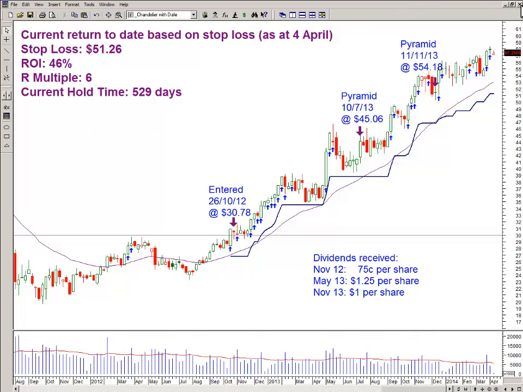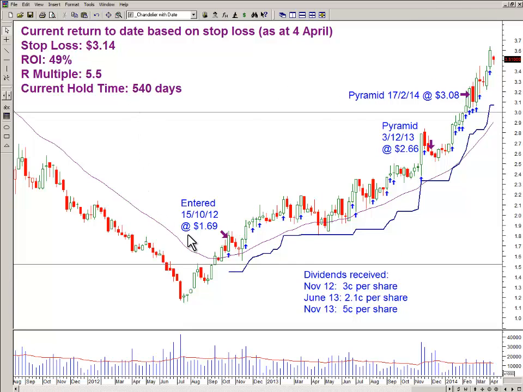So the other trade that I shared with you that I still have open is this one here. I bought this one back in October 2012 as well. I pyramided and bought again in December 2013.